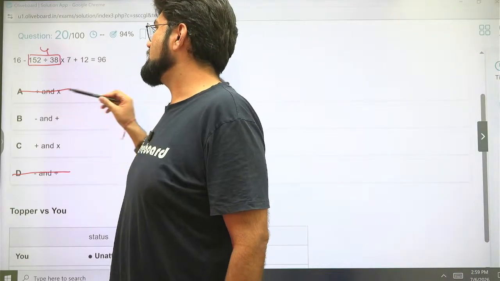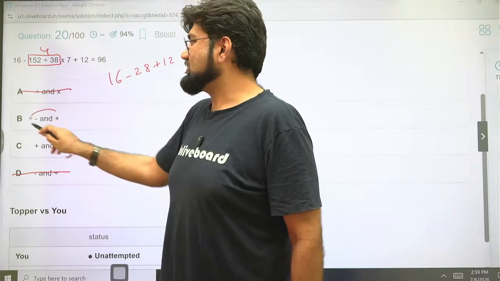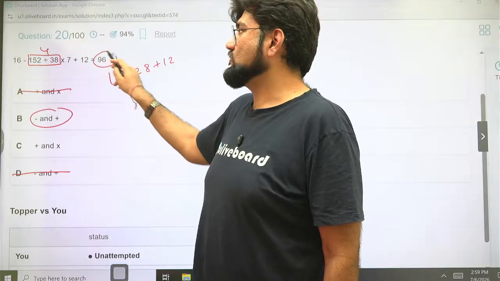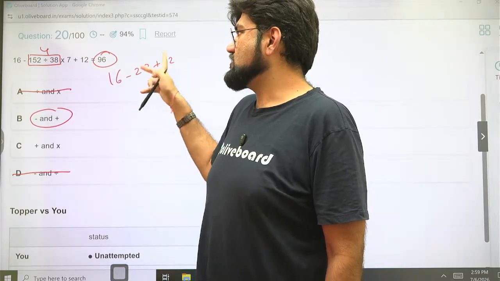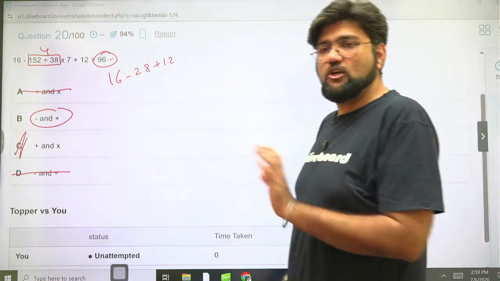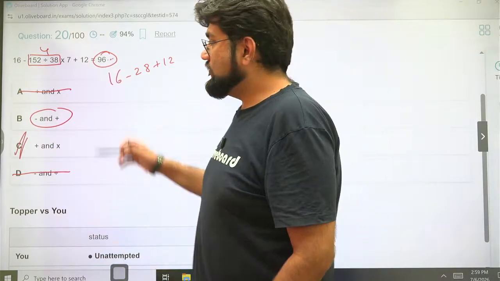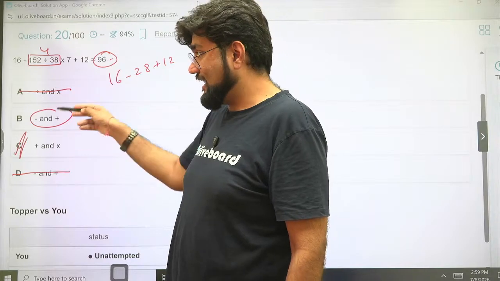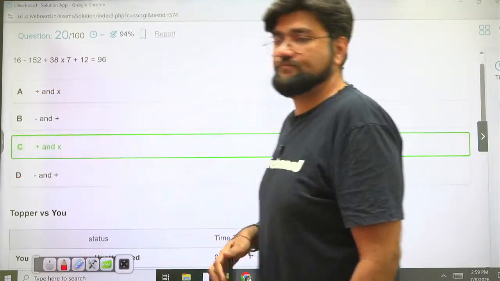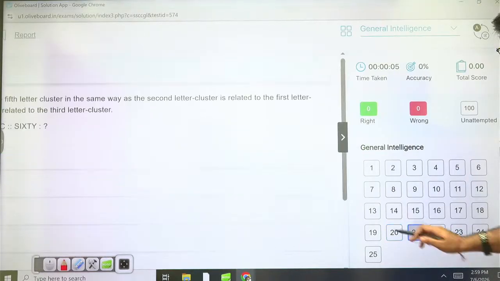I will see 4 into 7 is 28. So it is 16 minus 28 plus 12. Even if I change plus and minus, what will be the answer? It will not be 96. Currently it is 0. Even if I change plus and minus, it's never going to go close to 96. Now I'm very sure option C is the only option left for me. Now you don't have to verify. Please avoid that. We were very confident to eliminate A, D and then B also. So I can mark option C very safely and move ahead. That is what I need to do to save time. Okay. Next.